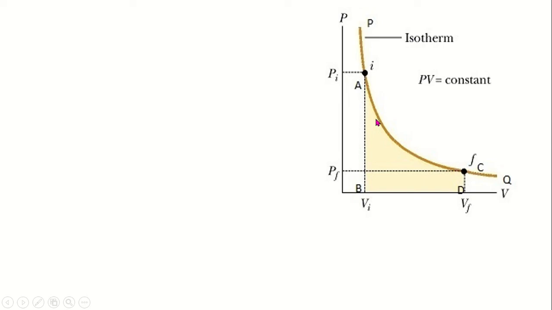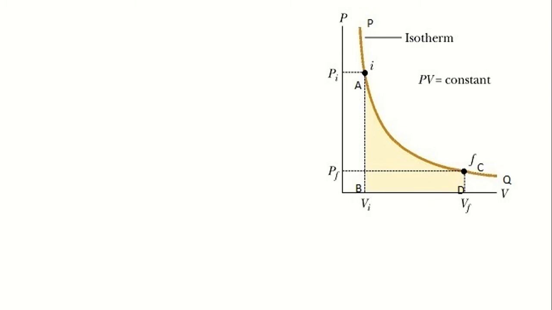So in order to calculate the work done from this graph, we have to calculate the area that is below this curve line, PQ. Okay, that means A, B, C, D. This area we have to calculate to find out the work done in isothermal process. But before explaining it, I will tell you one thing.